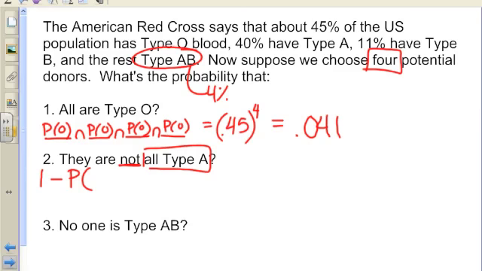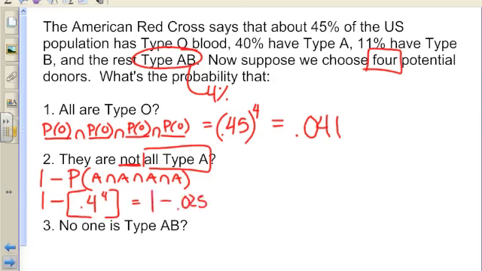All right, so all type A, well, there's 4 of them, so it would have to be type A, and type A, and type A, and type A. So I'm going to get 4 type A's. So this is 1 minus, I'm going to put this in brackets here. Well, choosing a type A person was 0.4, so this is going to be 0.4 to the 4th power. That's 1 minus 0.0256. That gives me 0.9744.